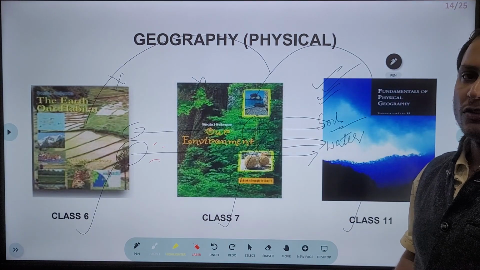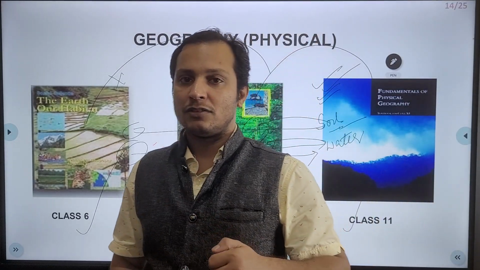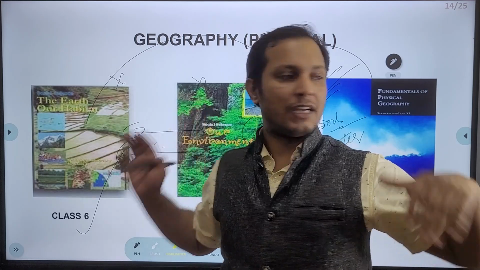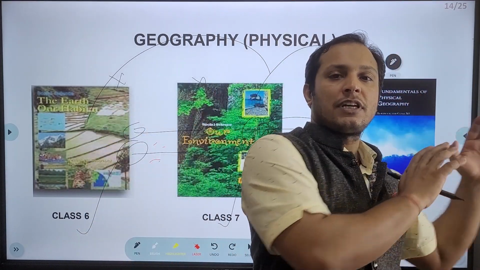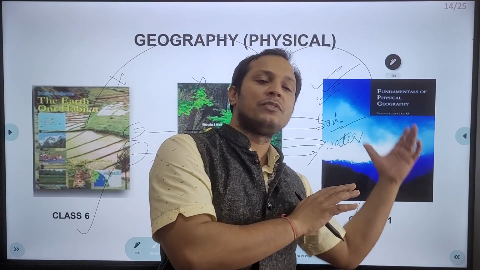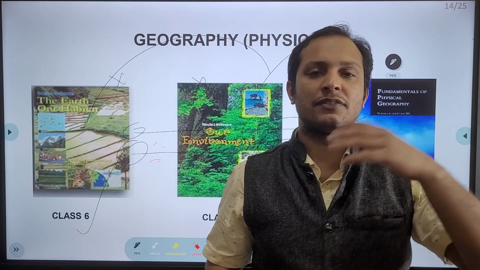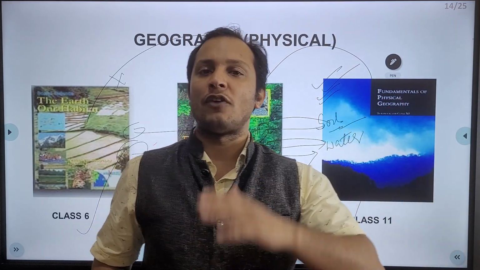Here also you have to read in an integrated manner. When you are reading geomorphology, read it from this book and this book. Write the material from this book into this book, transport it into this book, so that this book will be your mother book, and this book you can discard after first reading. That is a scientific way of covering NCERT.